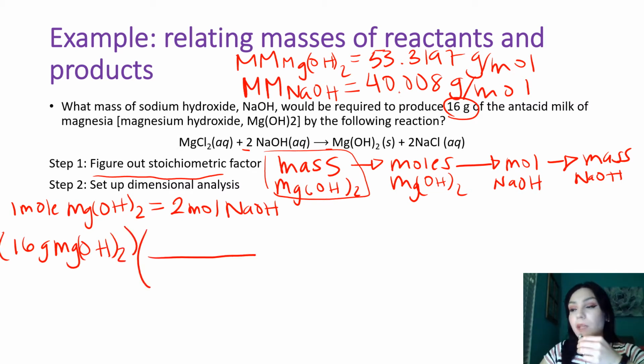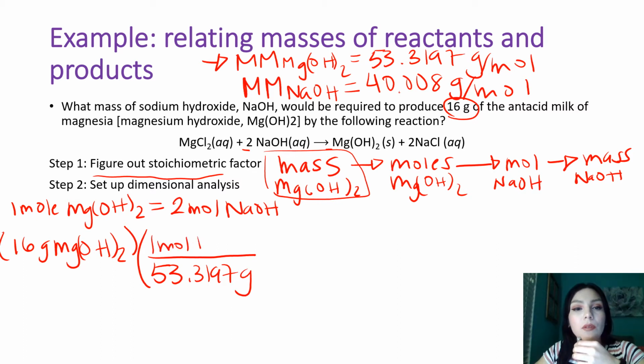From here, I'm going to set up my molar mass, and I have them up here. If you didn't have them, then you just need to calculate them using the periodic table. But just to save time, I have them up here already. So obviously the mass goes at the bottom. And then on top is 1 mole.